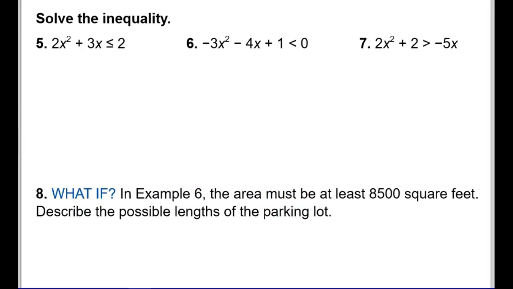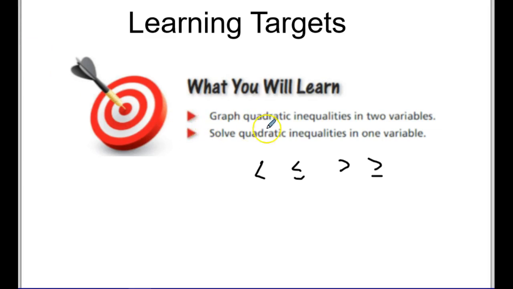Okay. So now let's look back at our learning targets. First we graphed those inequalities in two variables. And remember, the first thing we want to figure out is, do I have a solid line or a dotted line? Then I can figure out which direction to shade. Then I solved these quadratic inequalities, and I was able to solve them algebraically, so solving them and then testing each point, and I also solved them by graphing them.